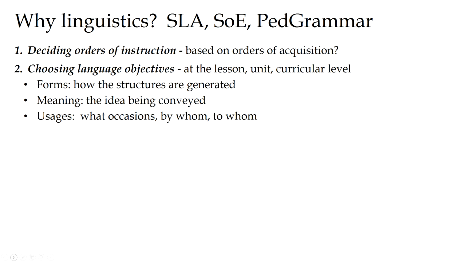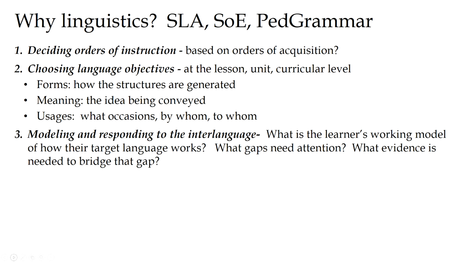So the forms of language: how the structures are generated, the sounds or the letters that we see in what order; the meanings, the ideas that are being conveyed by those forms; and then the usages, how this form-meaning pair gets used in different settings, by whom, to whom, when, where, why. All of this knowledge is foundational for pulling language objectives out of a text or out of a situation in life and figuring out how to then build our lesson, unit, or curriculum around those objectives.